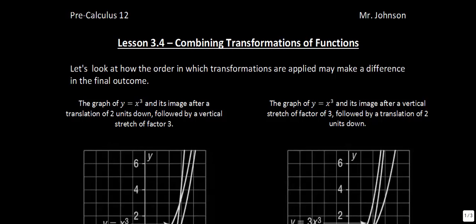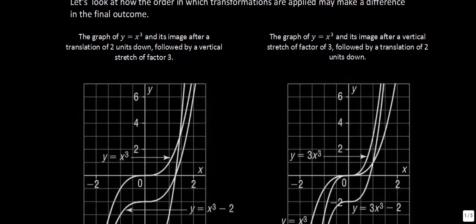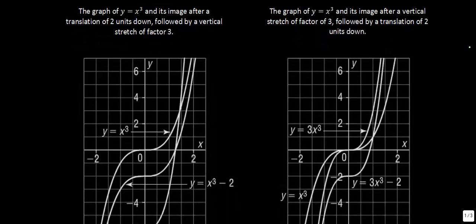First thing I want to look at with you is how the order in which transformations are applied may make a difference to the final outcome. So if we take a look at the graph on the left-hand side here, what we'll see is that we start with a translation of 2 units down, and then we're going to follow that by a vertical stretch of factor 3. And then on the right-hand side, we're going to switch the order. We're going to do the vertical stretch first, and then the translation 2 units down.